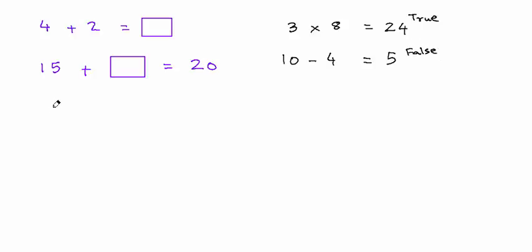So let me write down the names. This one's called an open number sentence. And this one's called a closed number sentence.